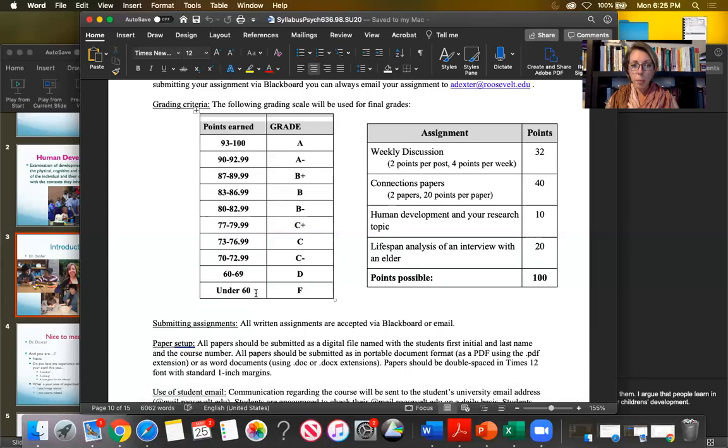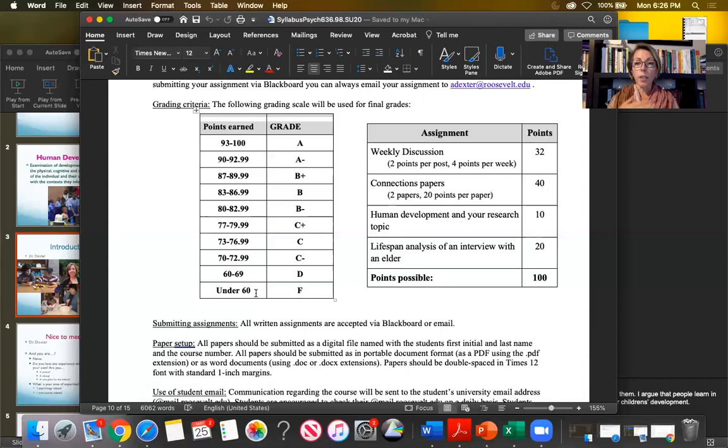Then the only other paper that we have is human development and your research topic. This is basically telling me what you might use from this class to inform either your dissertation research, thesis research, or your practice. So what is it that we've talked about with teens that might influence how you talk with teens in family practice? What is it about young adults, what's going on for them, and what pressures and milestones they're working with, that might inform how you would consult with a business about productivity? So think about how this might inform things you already care about.